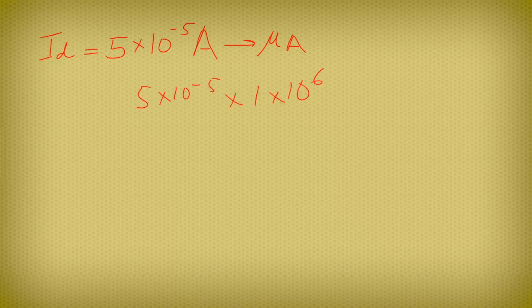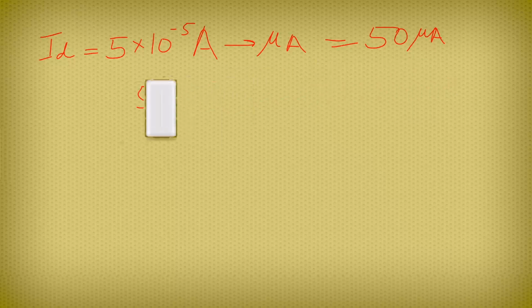ID from our calculation was given to us as 5 times 10 to the power minus 5 amperes, and we have to convert this to microamperes. So it's going to be 5 times 10 to the power minus 5 times 1 times 10 to the power 6, and if you do this, you're going to get 50 microamperes. So ID is equal to 50 microamperes. We keep that aside.